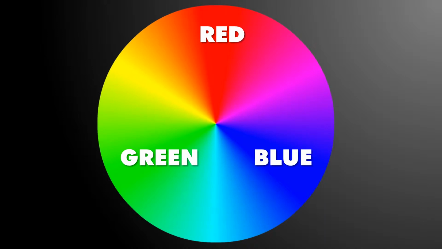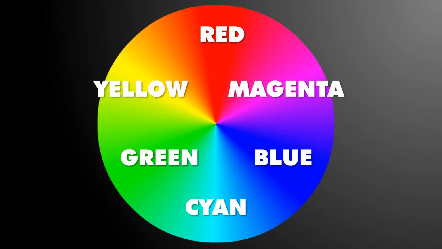So we know there are three primary colours, red, green and blue. But there are also three secondary colours, cyan, magenta and yellow. The three secondary colours are the opposite of the three primary colours.